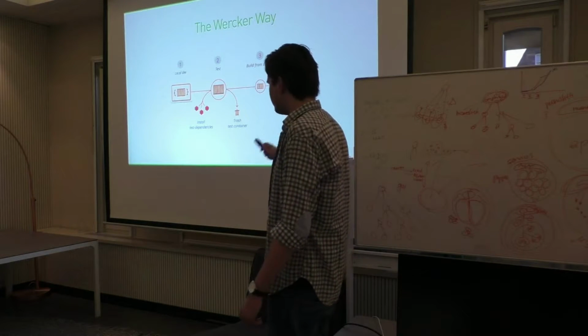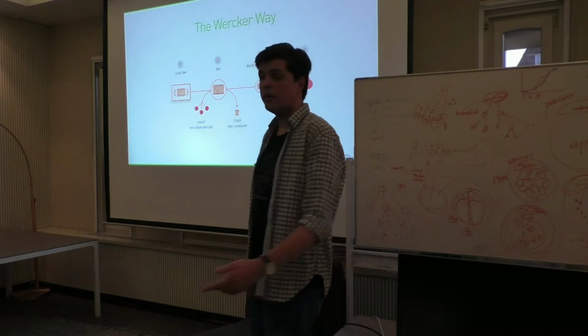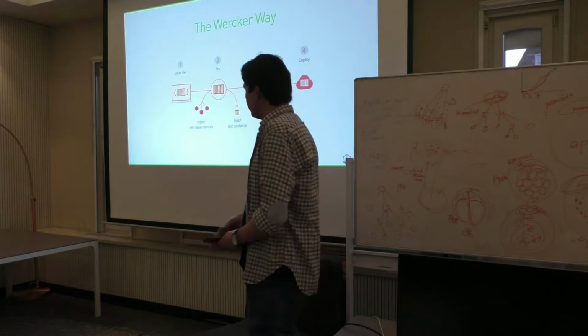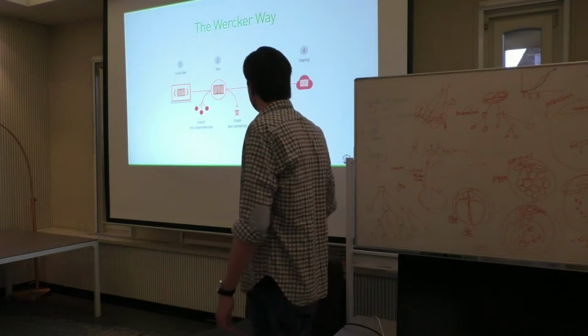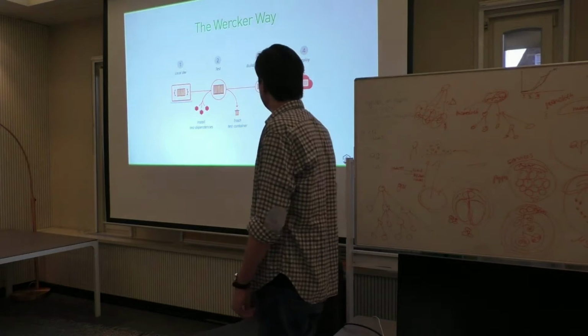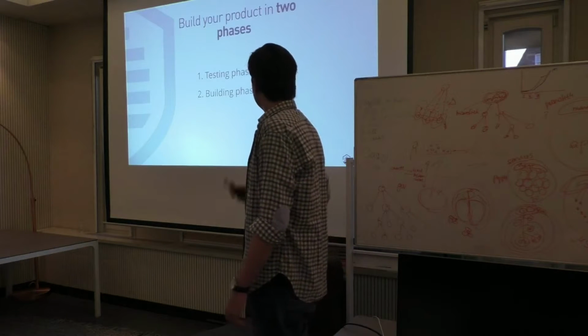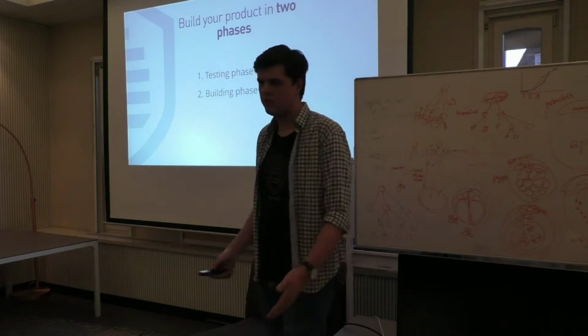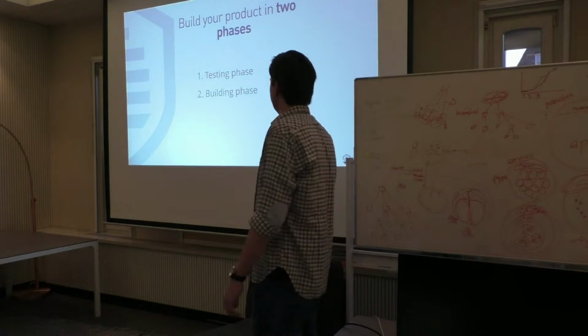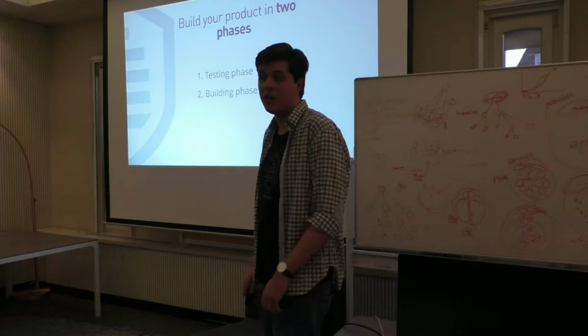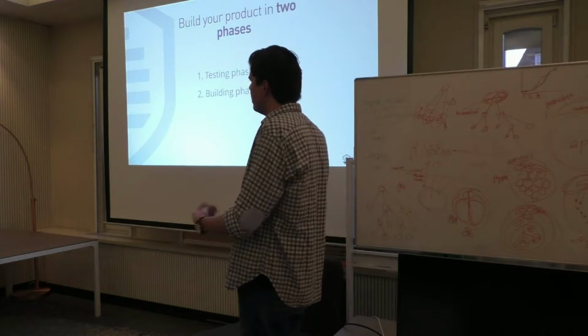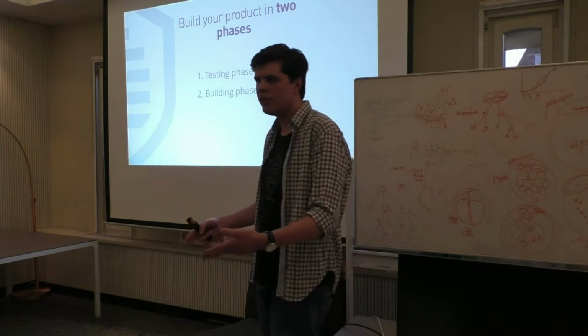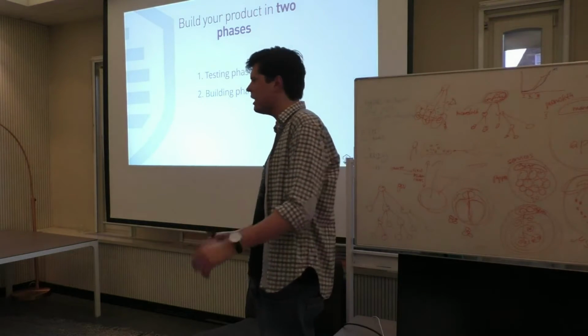But then you're going to trash the testing container, spin up a new one, and only install the dependencies that are needed to run this in production, right? So again, build your product in two phases, a testing phase and a building phase. Seems quite straightforward, but also relatively hard to do with Dockerfiles, right? How do you specify that you want to build two containers from the same Dockerfile? I don't know.